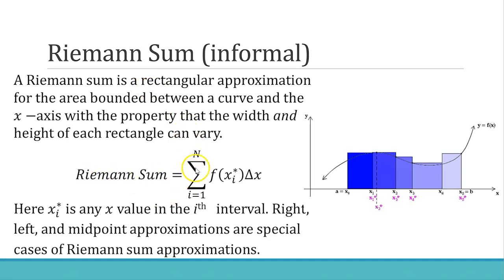So here, a Riemann sum, we're still going to use sigma notation, is the sum from i equals 1 to n of f of x_i star times delta x. So what's going on here? It just means that x_i star is any x value in the ith interval, so we can choose any x value in the interval to define the height. So right, left, and midpoint approximations, they're all just special cases where we pick a specific one as opposed to just picking any x value and using its corresponding y value as the height.